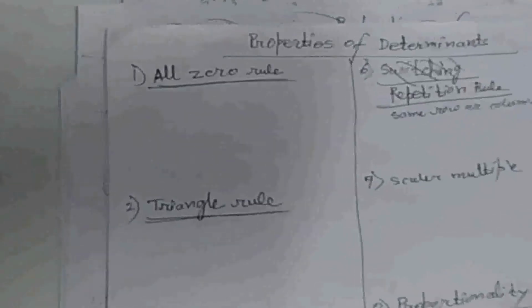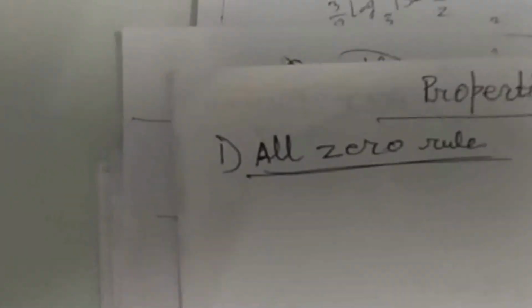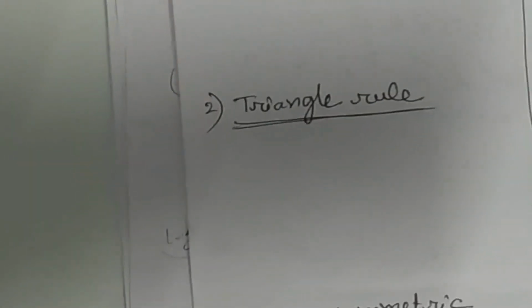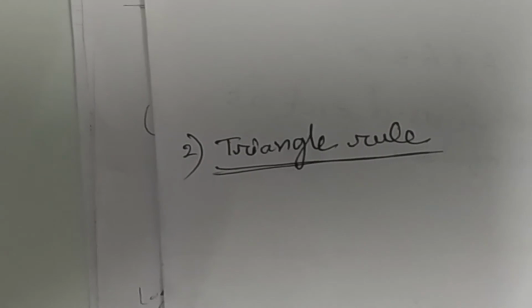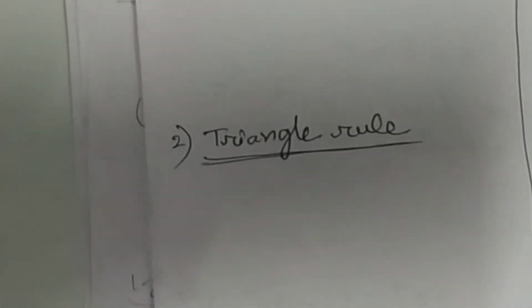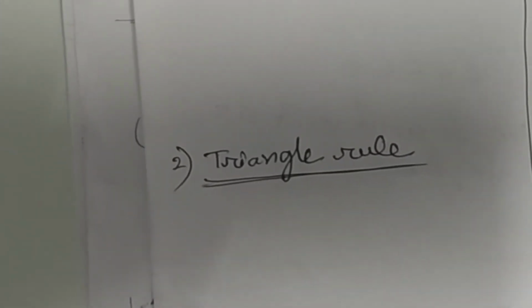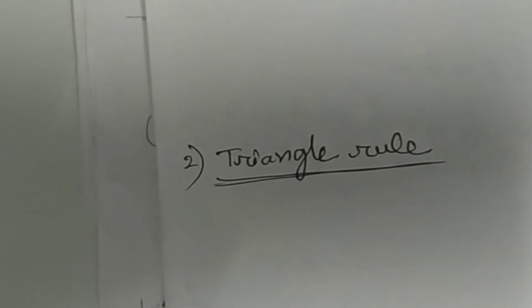Look here. First one is the all-zero rule. All 0 rules means any one row or any one column having all zeros. If in any row or any column zeros are there, then the value will be 0. Triangle rule, you can remember, it is applicable for diagonal matrix, upper triangular matrix and lower triangular matrix. The value of determinant will be the product of diagonal elements. For a diagonal matrix, the value of determinant will be the product of diagonal elements.